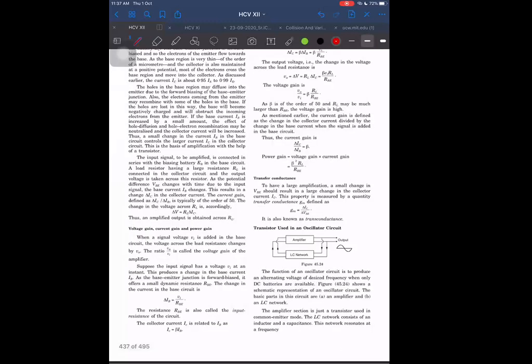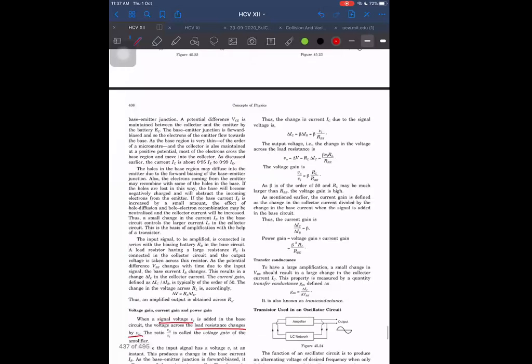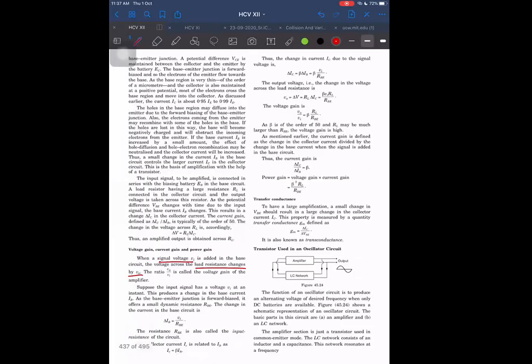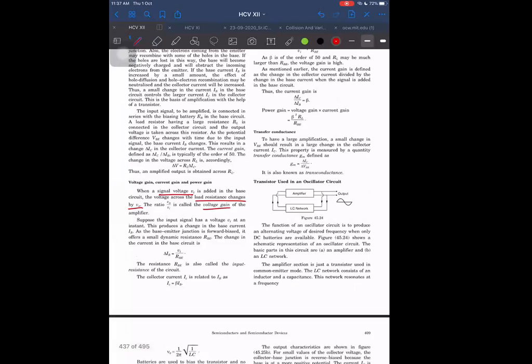See, signal voltage VI is added to the base circuit. The voltage across the load resistance changes by V0. If I add the signal voltage VI here, by adding this voltage VI, we are noticing that the voltage across the load, from the normal or average voltage, changes by V0. Then that we call voltage gain. So V0 upon VI we call voltage gain.